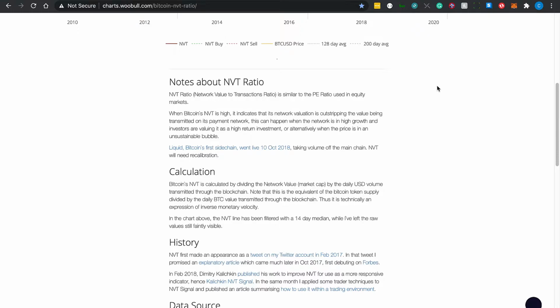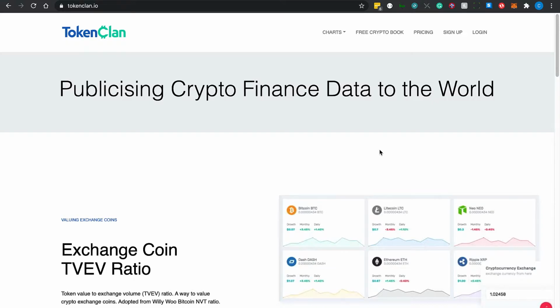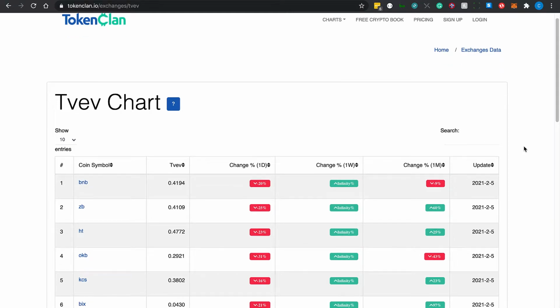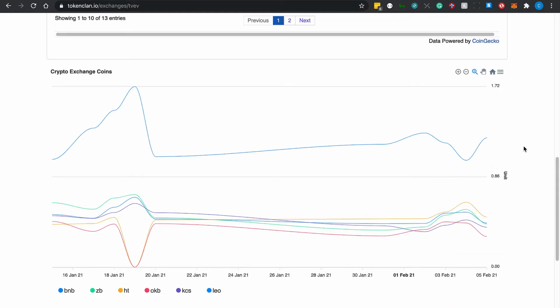Now let's go to the TokenClan.io website. This is the TokenClan.io website, which houses the TVEV ratio data. If you go to this website, you go under charts and exchanges, you'll be able to see a list of crypto exchange tokens that have their data aggregated here and their respective TVEV ratios displayed here. As you can see, there are only a handful of ratios being displayed right now, and this is a work in progress. As we go along, more of these crypto exchange ratios will be added to the chart.